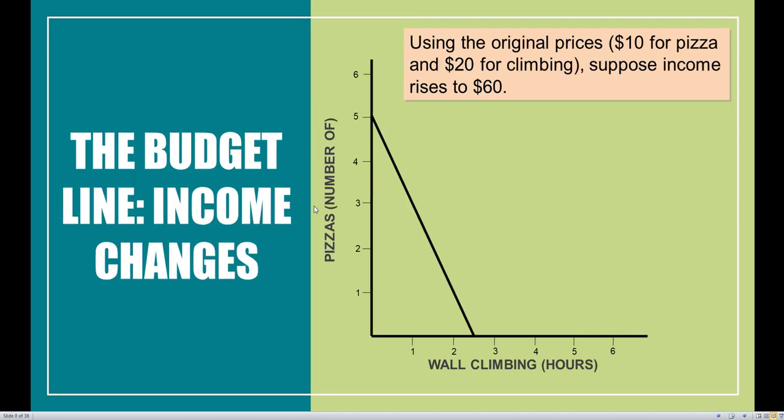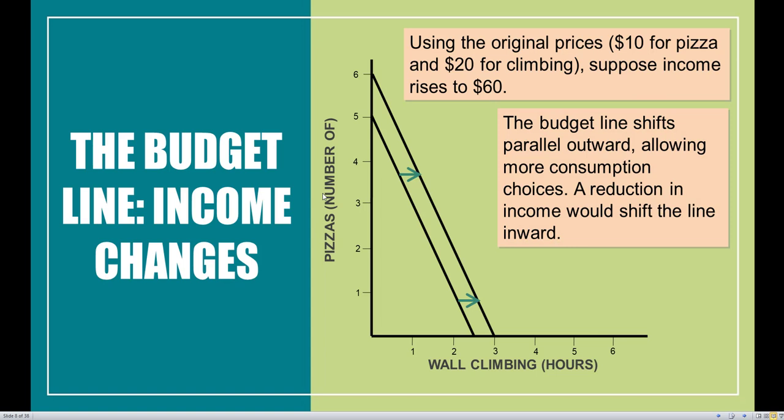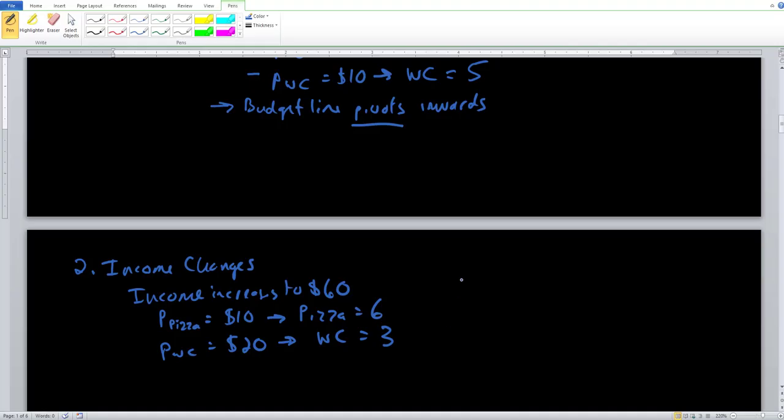So when we plot these points into the Cartesian plane, you notice that, boom, it's going to shift outwards. It's going to be a parallel shift outwards. So in this instance, anytime your income increases, the budget line is going to shift outwards in the same exact ratio, but now it's going to shift parallel outwards. So once again, notice the difference in the terminology compared to the changes in prices. Here, the budget line shifts parallel outwards. So here the key word is going to be shifts.